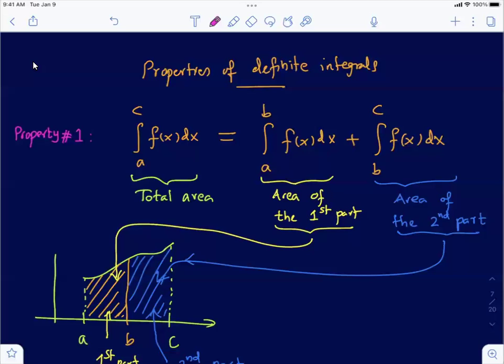Let's say you started integrating from a all the way up to b and then had a stop at b, and then again you started from b to c. Now, if you do this process, the area from a to c is the same as the area, or the definite integral, from a to b plus the definite integral from b to c.